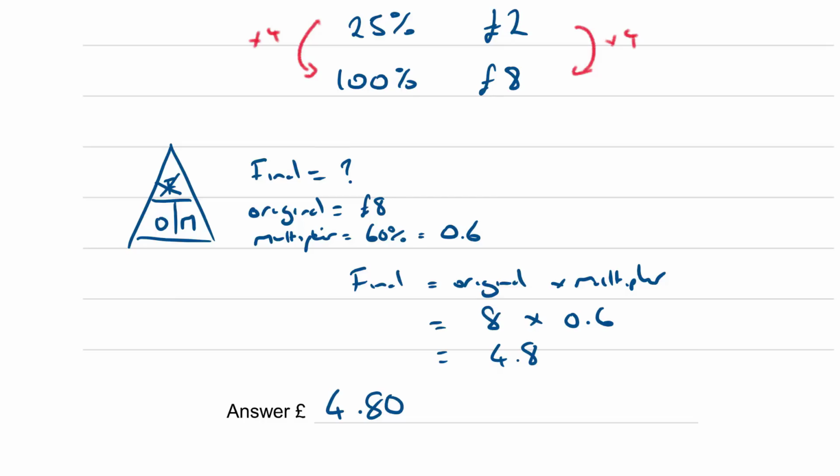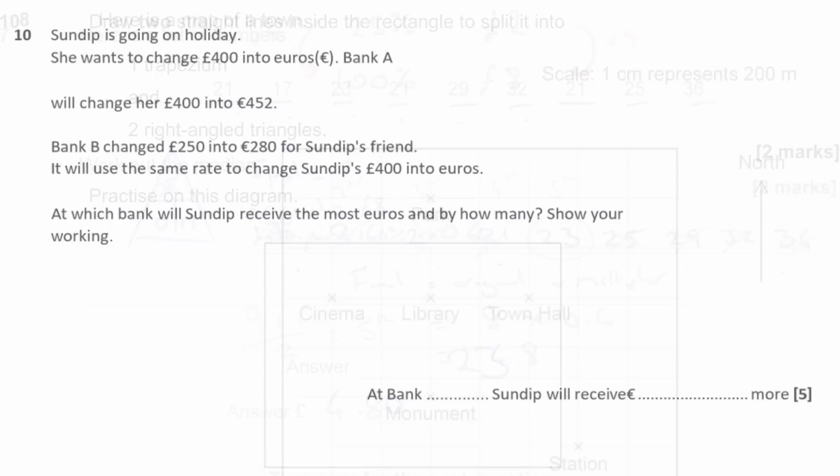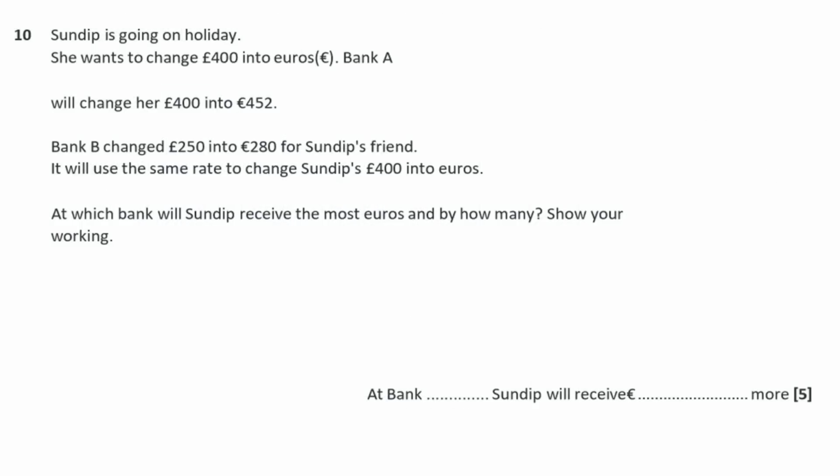Now you could have also found out what 40% was and deduct it from the £8 to get the same answer if you wanted to, but this way is quicker if you know what you're doing. Sandip is going on holiday. She wants to change £400 into euros.